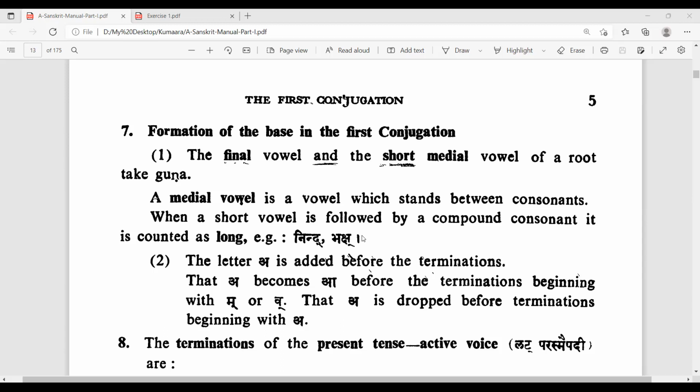Okay, then short medial vowel, whatever it is, we know that. What is a medial vowel? It's a vowel between two consonants, called a medial vowel. Short medial vowel is hrasva ik upadha. Then, that's easy to remember. The letter A is added before the terminations. What are the terminations? That is a pratyaya. Think of pratyayas as the terminations.